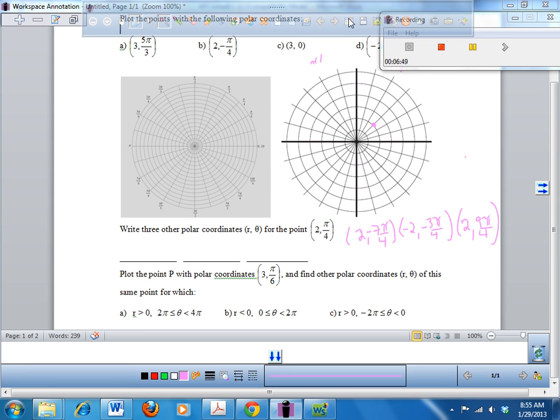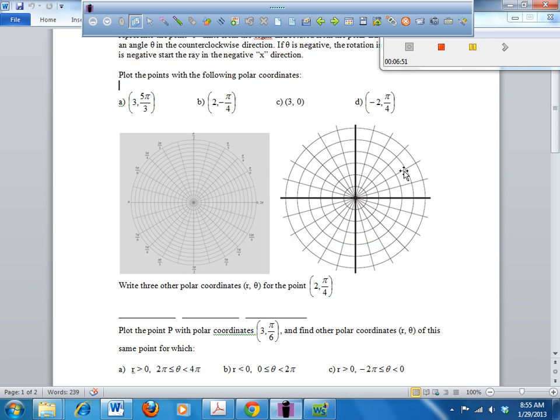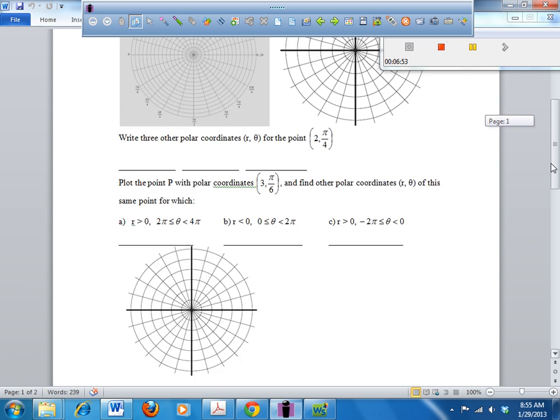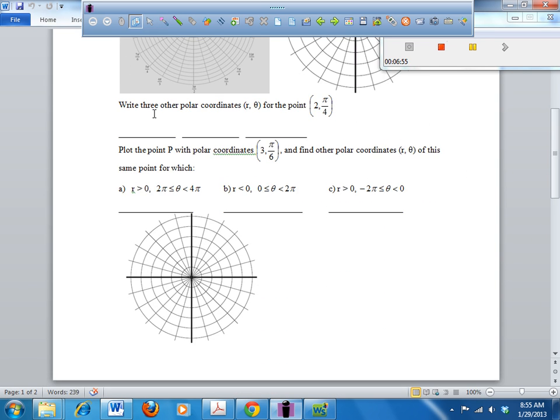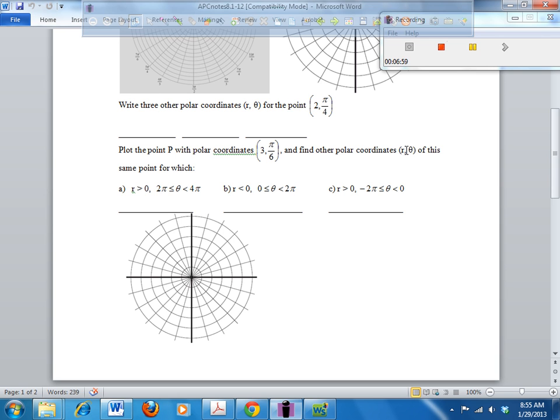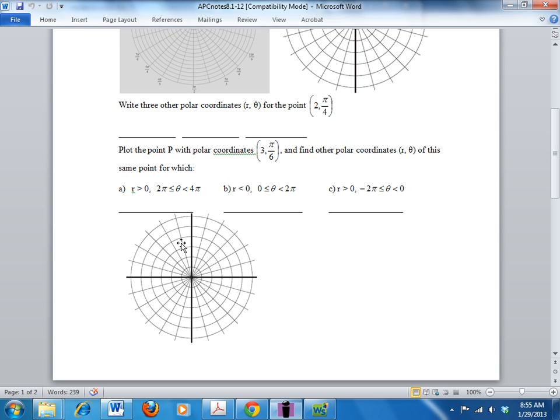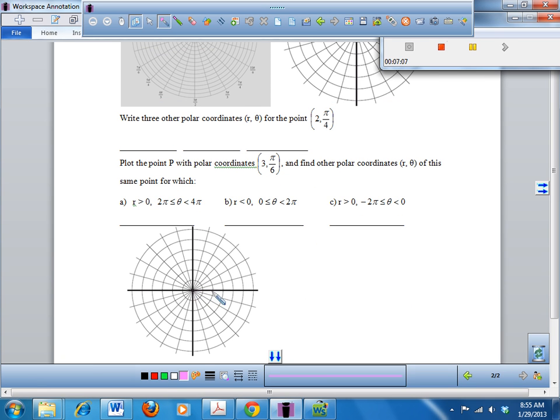Next one. Going back. Let's go to this. Plot the point 3, pi over 6 and find other polar coordinates. So pi over 6 we decided is this one, right? So we're going to go to 3, 1, 2, 3, pi over 6.